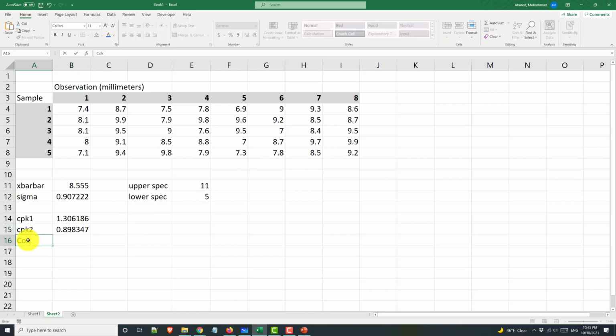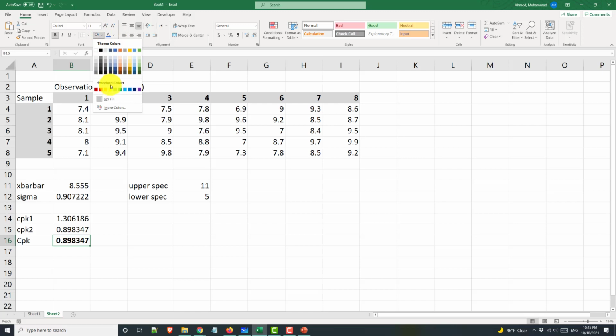So then the real CPK is just the minimum of these two values. So you can just see this is the minimum, so that's your answer. Or if you want, you can use the equals min function to select the minimum value. Okay, so that is your answer.